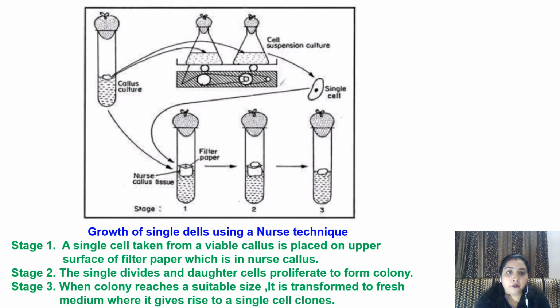This is the paper raft nurse technique. From the callus, a single cell is taken out. This single cell is placed over the filter paper. This is the nurse callus. This single cell will derive its nutrition from this callus. This is the media. It will grow and form a new callus. This is known as single cell clones.